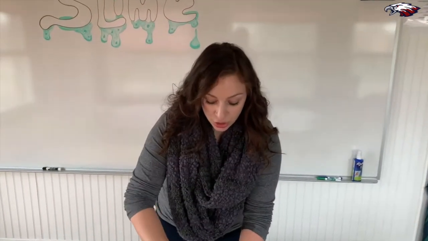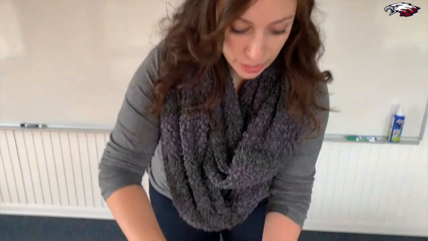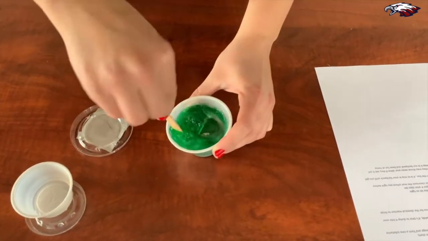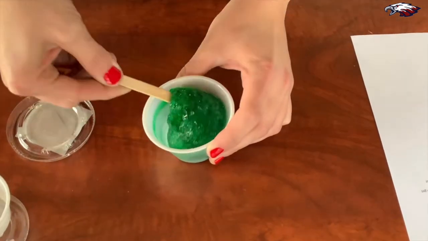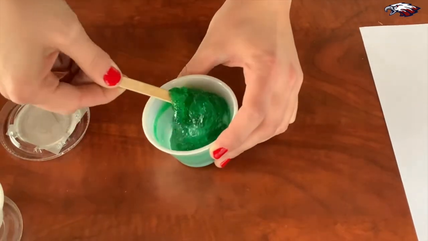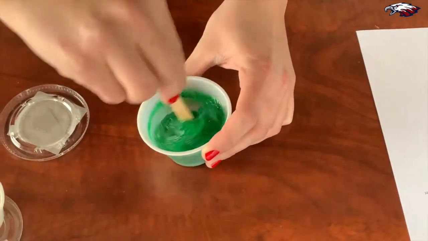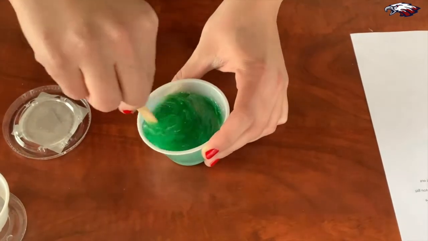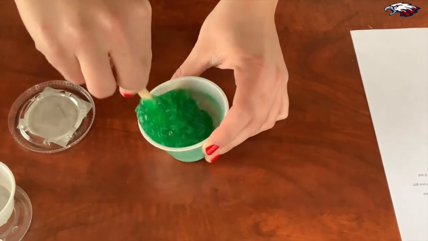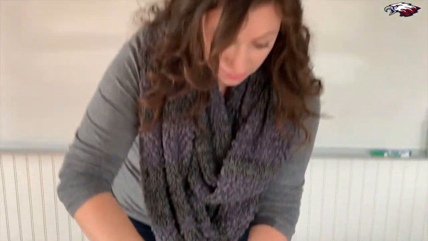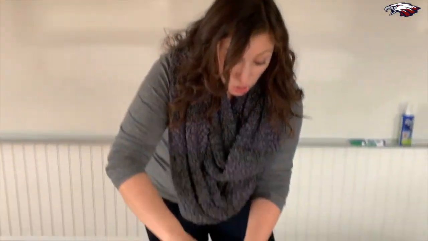As you start to stir your starch into your glue, you'll begin to notice your slime starts to form. Science is happening. Have you ever wondered why combining glue and starch makes slime? Let's talk about that. When you mix glue and starch together, a chemical reaction starts. That means when two different substances meet, they change and form a new substance.